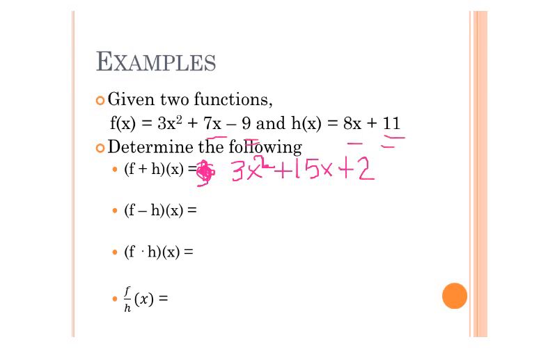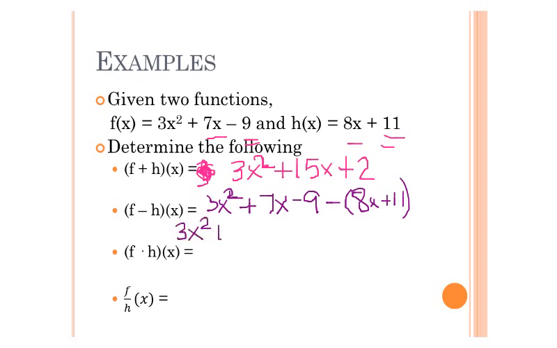And then for subtracting, you may want to write out your problem first. 3x squared plus 7x minus 9 minus 8x plus 11. And then distribute your negative. 3x squared plus 7x minus 9 minus 8x minus 11. And then combine like terms. 3x squared minus x minus 20.